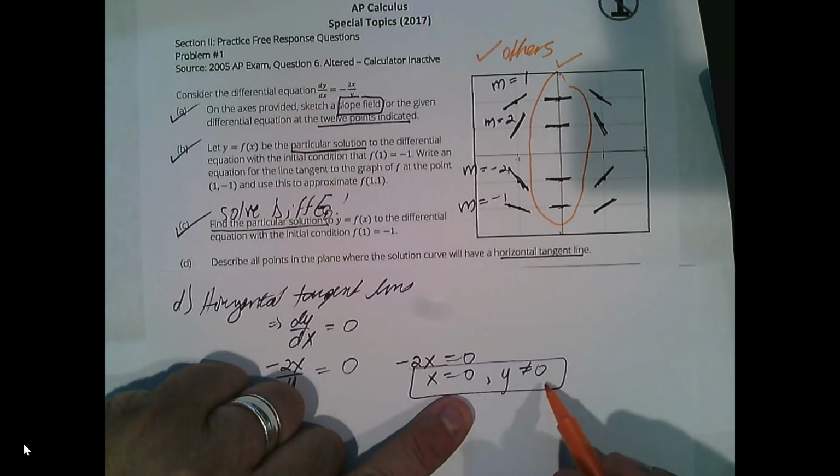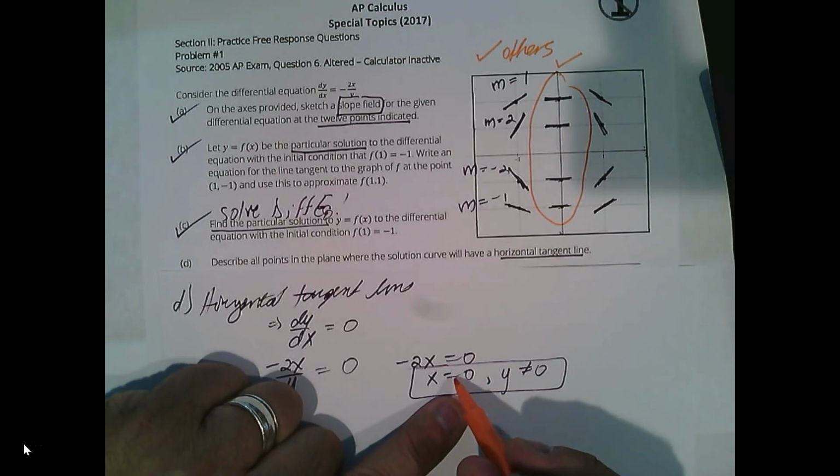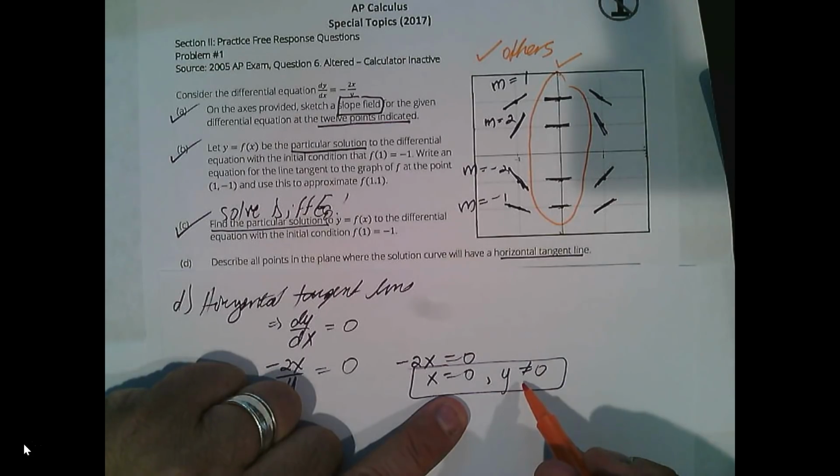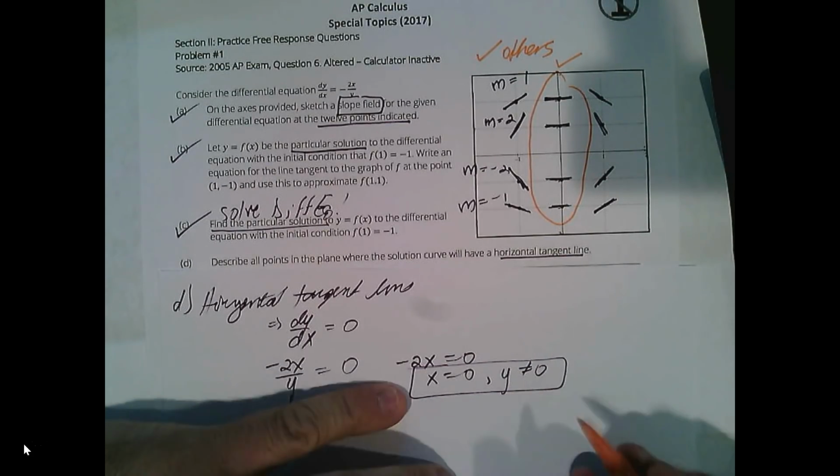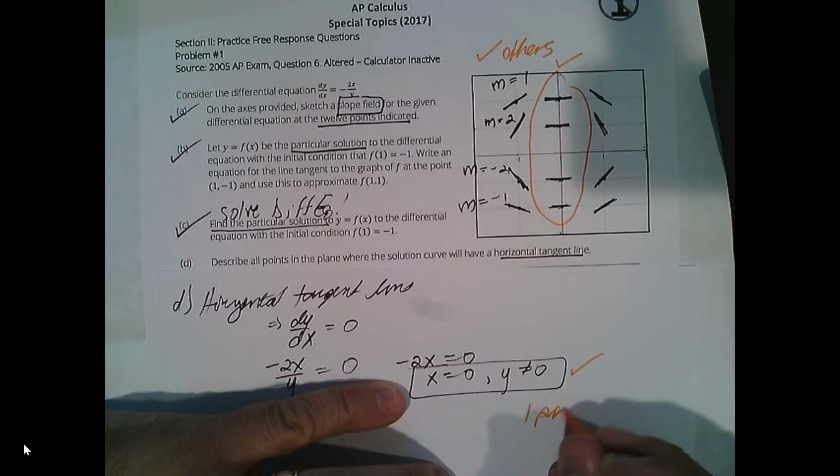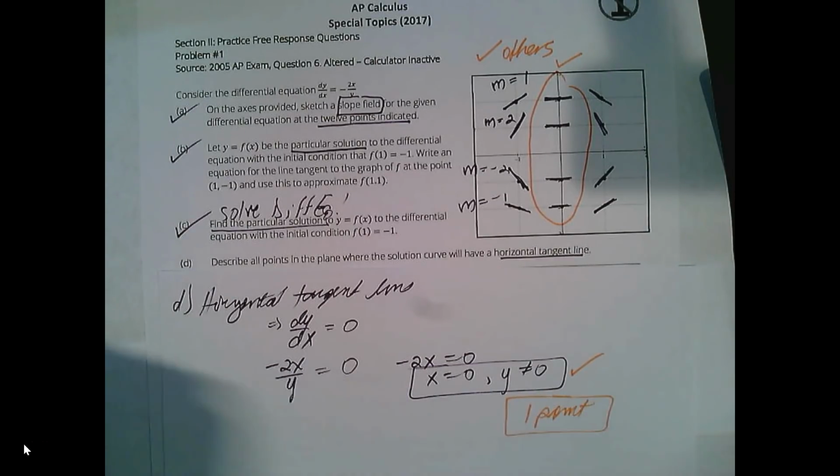Any points where this is true, the x-coordinate is 0, but the y-coordinate's not equal to 0, you're going to have a horizontal tangent line. That's the complete answer, and that's worth 1 point. So that's a pretty standard question. I hope you did well with that. We're about to move into a more complicated differential equation, but it's going to be a really important one.